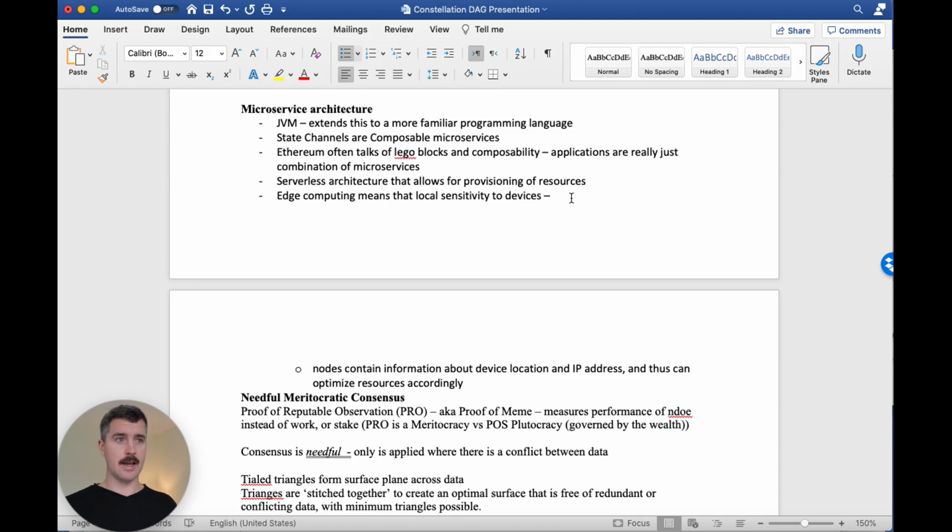This is like edge computing. You have databases and content and services located in a server that's near the user, which enables them to load up their application or website more quickly. The same sort of principle applies here, because all nodes, all devices in the hypergraph contain information about device location and IP address. So provisioning of resources to users and applications can be optimized accordingly.